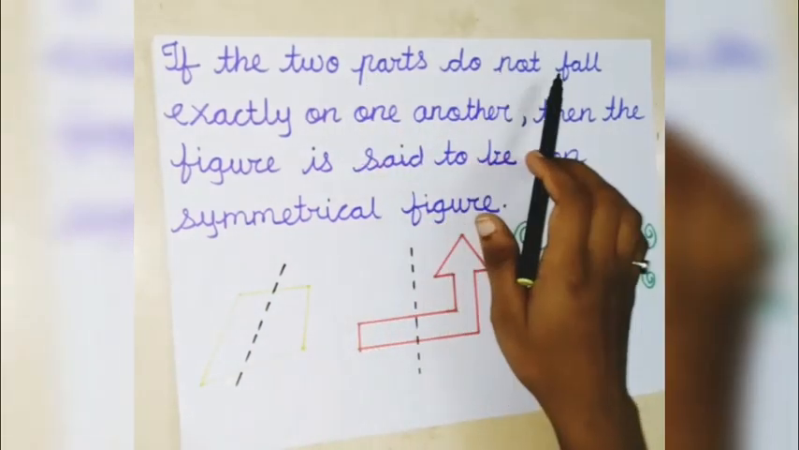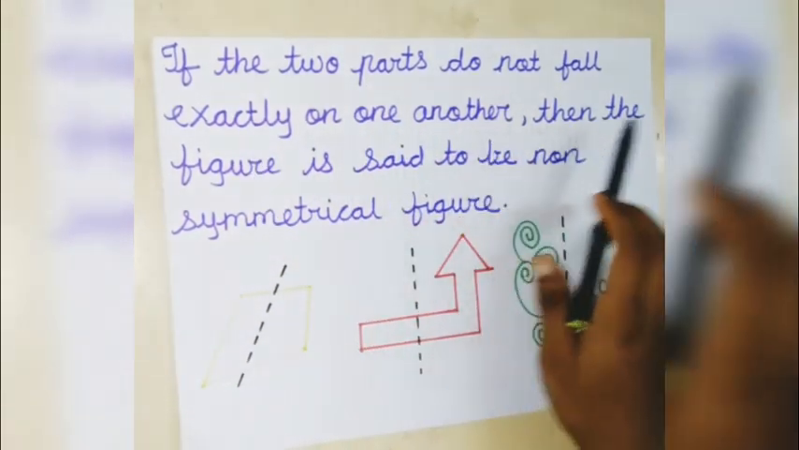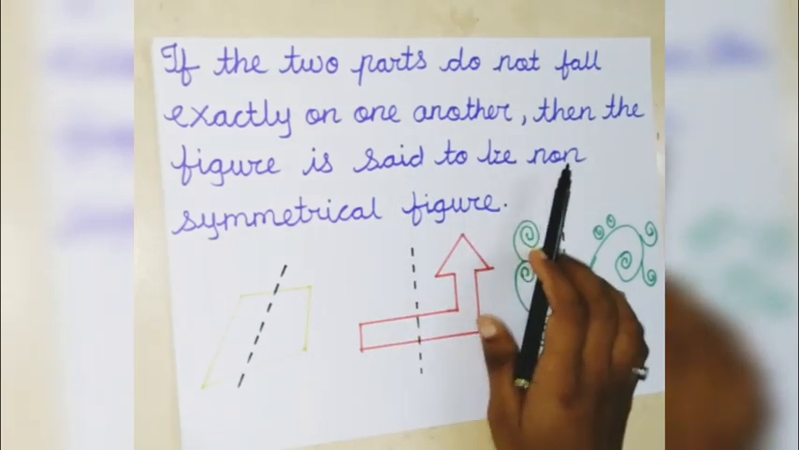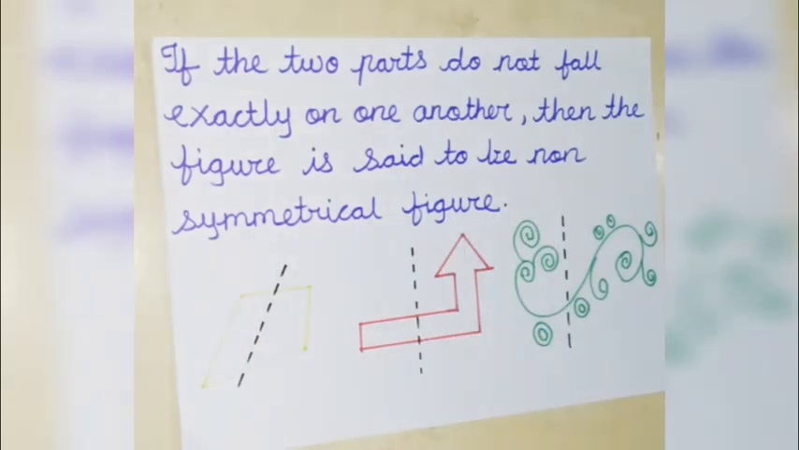If the two parts do not fall exactly on one another, then the figure is said to be non-symmetrical figure. Children, if you will fold this figure by using this line, you will see that this part is different and part 2 is different. If you will fold this figure from the middle, you will see that the part 1 will not exactly fall on the other. Means this is a non-symmetrical figure. This figure is not symmetrical.